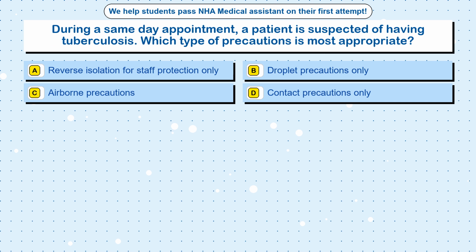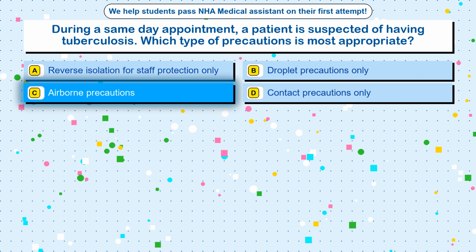Question 5. During a same-day appointment, a patient is suspected of having tuberculosis. Which type of precautions is most appropriate? Option A. Reverse isolation for staff protection only. Option B. Droplet precautions only. Option C. Airborne precautions. Option D. Contact precautions only. The correct answer is option C.